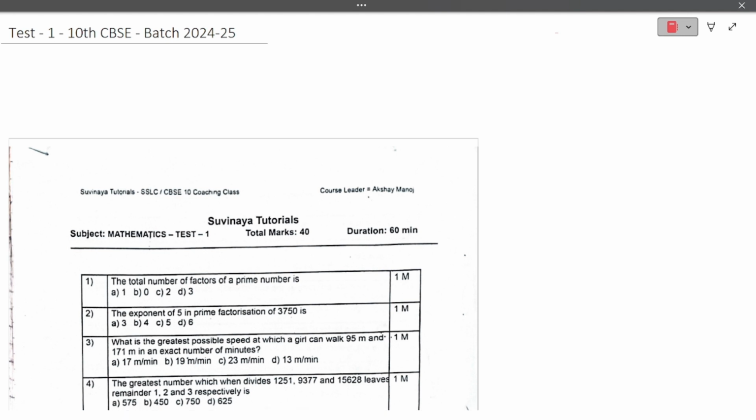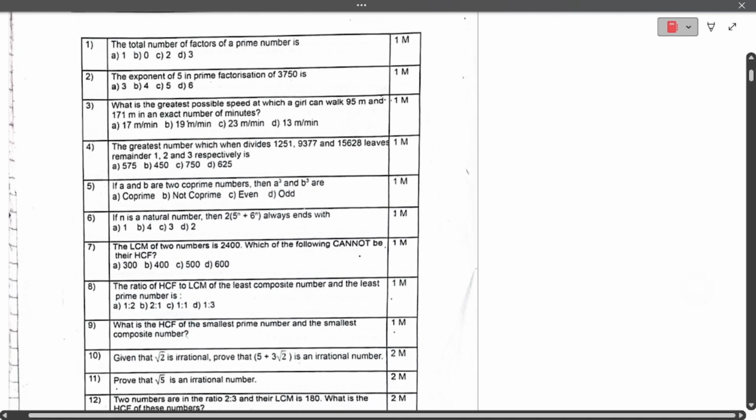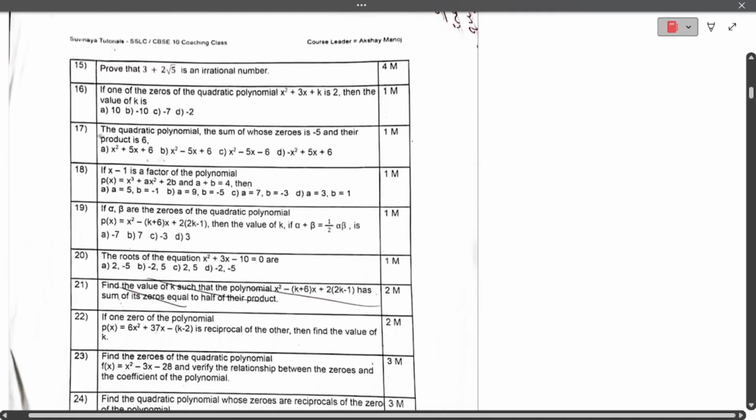Here we will be discussing question paper 1, which we had for 10 CBSE mathematics students. The paper which you can see on the screen is the question paper which was given. Now we will be discussing each and every question along with the solution.